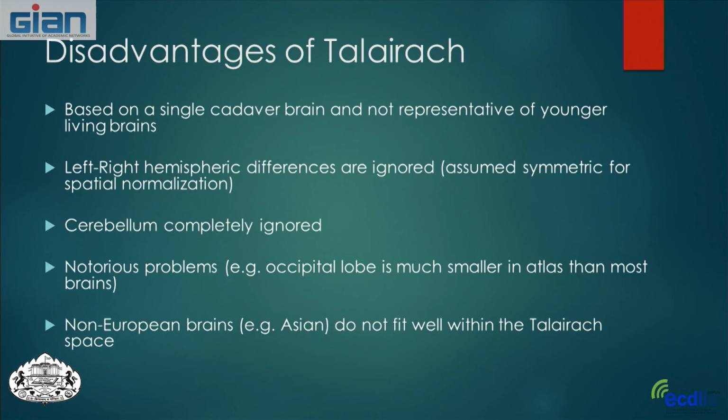The cerebellum was largely ignored in this, and some of the problems of this brain were notorious. For example, the occipital lobe of this woman was smaller than most brains typically were. And this brain was also a European brain, a French woman. So people said, hey, how about Asians? How about other cultures? How about African Americans? We're all supposed to take this standard brain and make all our brains match this brain. So this was a problem.